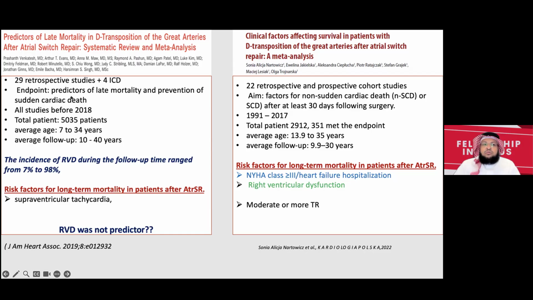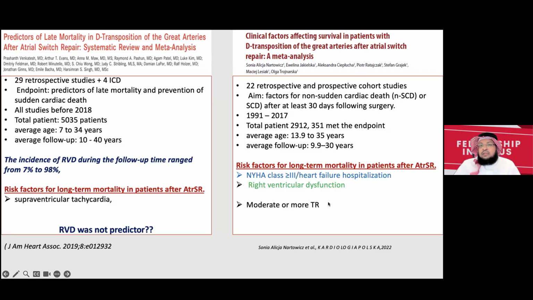The end point was to find the predictor for late mortality and prevention of sudden cardiac death. In this study, the incidence of right ventricular dysfunction during follow-up time ranged from 7% to 98%, so a very wide spectrum. The risk factor for long-term mortality in those patients with systemic right ventricle post atrial switch operation was supraventricular tachycardia, and they did not find that the right ventricular dysfunction was a predictor.